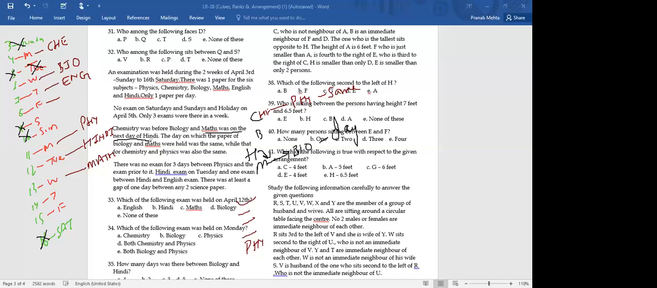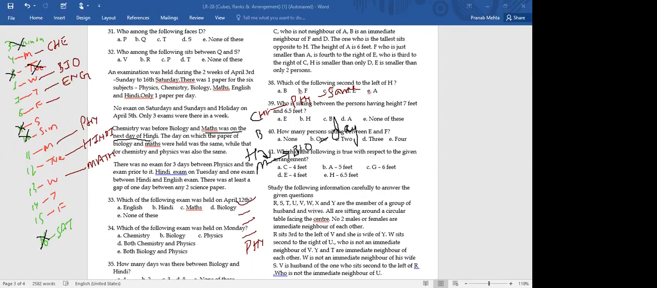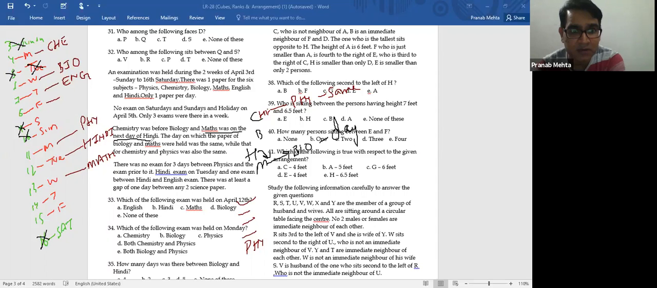Sir, how, sir? Sir, English is after maths, no, sir? English is after maths. Yes, sir. Where do we have that data? Hindi exam on Tuesday and one exam between Hindi and English. Wait here. They're saying Hindi exam on Tuesday and one exam between the Hindi and English exam. Between Hindi and English, there's only one exam, physics.